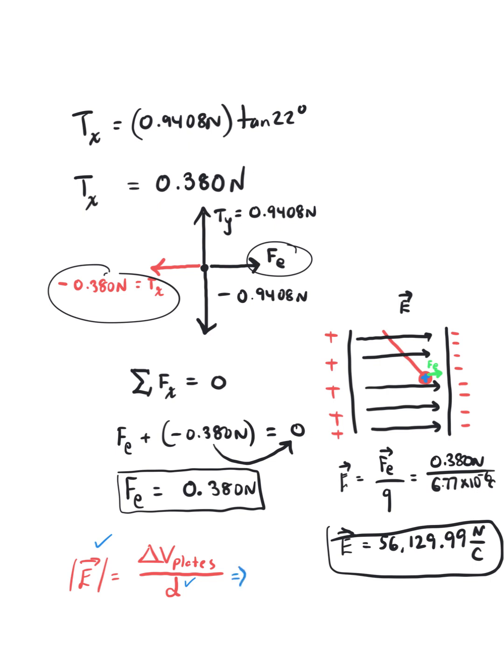So in other words, if we multiply both sides by D, we have that the voltage difference between the plates is equal to the electric field strength, E, times the separation distance, D, between the plates. So we have 56,129.99 newtons per coulomb. And then we're going to multiply that by the separation distance, which was given to be 0.025 meters. So we end up with 1,403.2 volts.